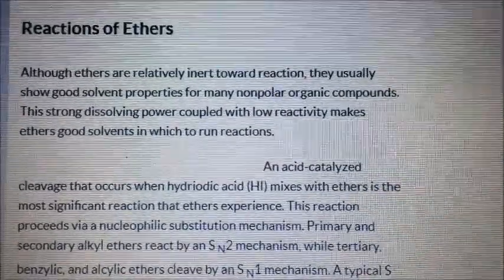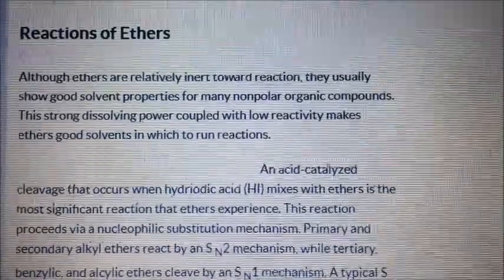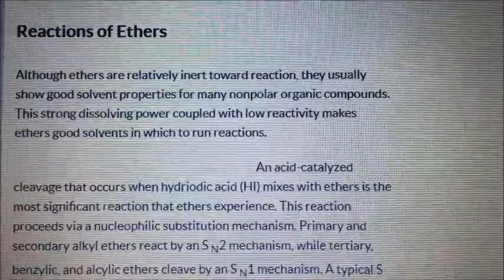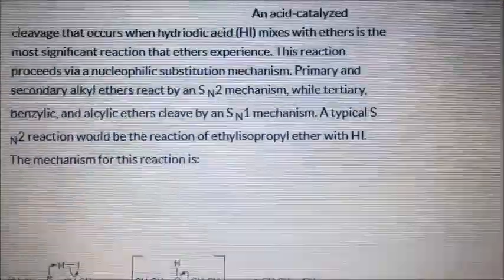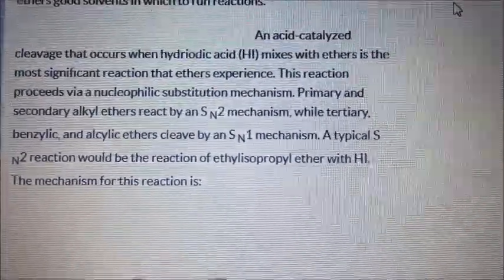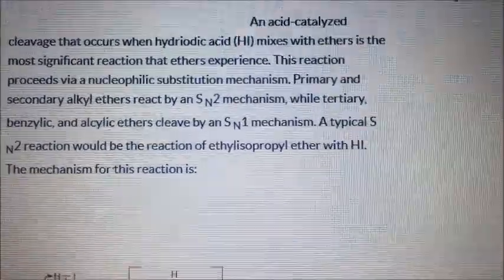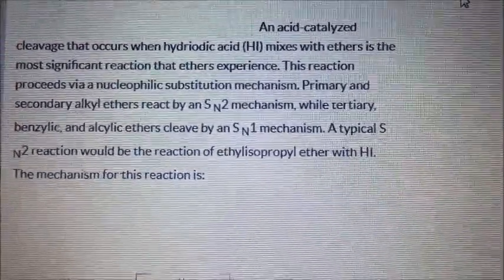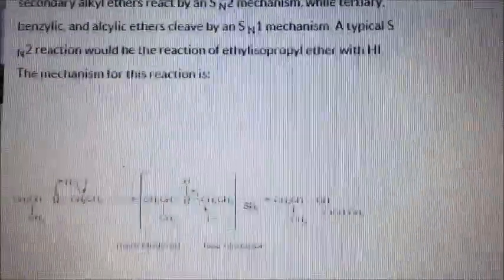As for the reactions of ethers, they are relatively inert towards reaction, and they usually show good solvent properties for many non-polar organic compounds. This strong dissolving power, coupled with low reactivity, makes ethers good solvents in which to run reactions. An acid-catalyzed cleavage that occurs when hydroiodic acid mixes with ethers is the most significant reaction that ethers experience. The mechanism for this reaction is like this.